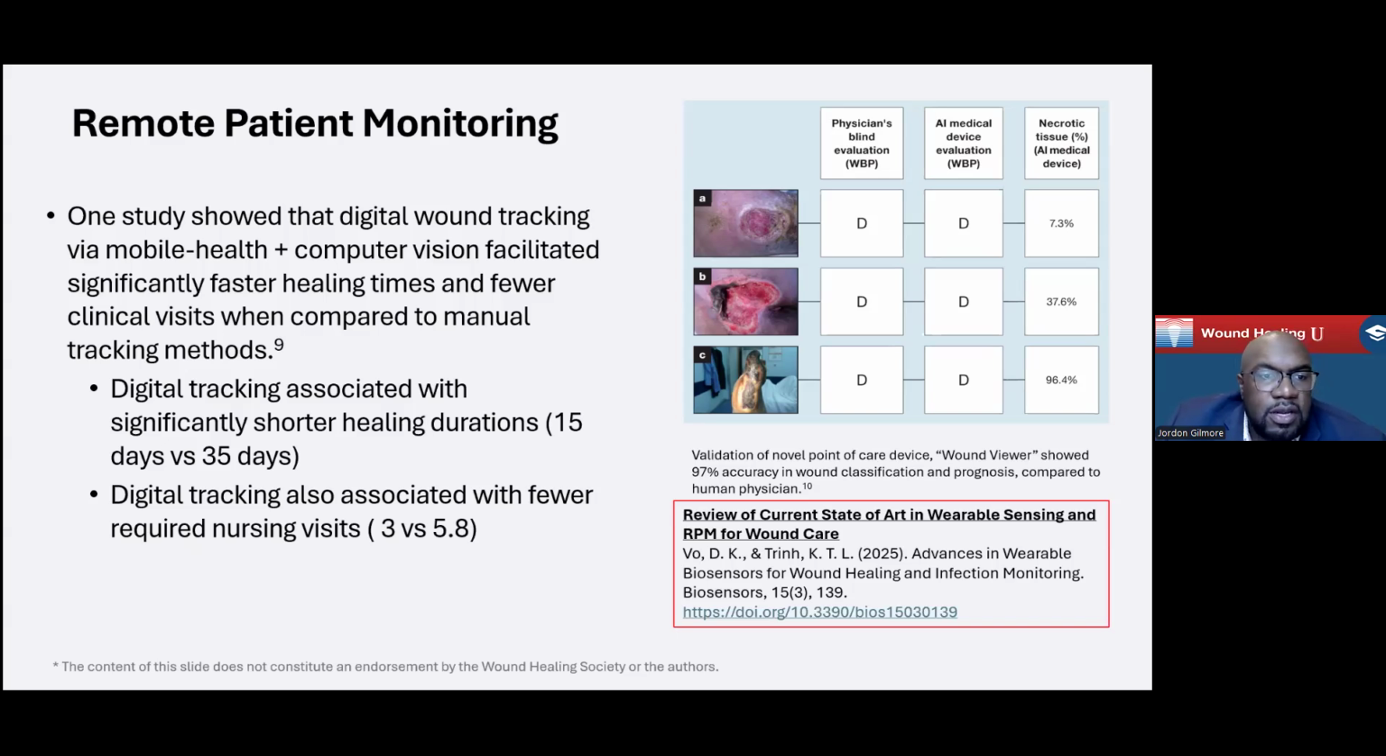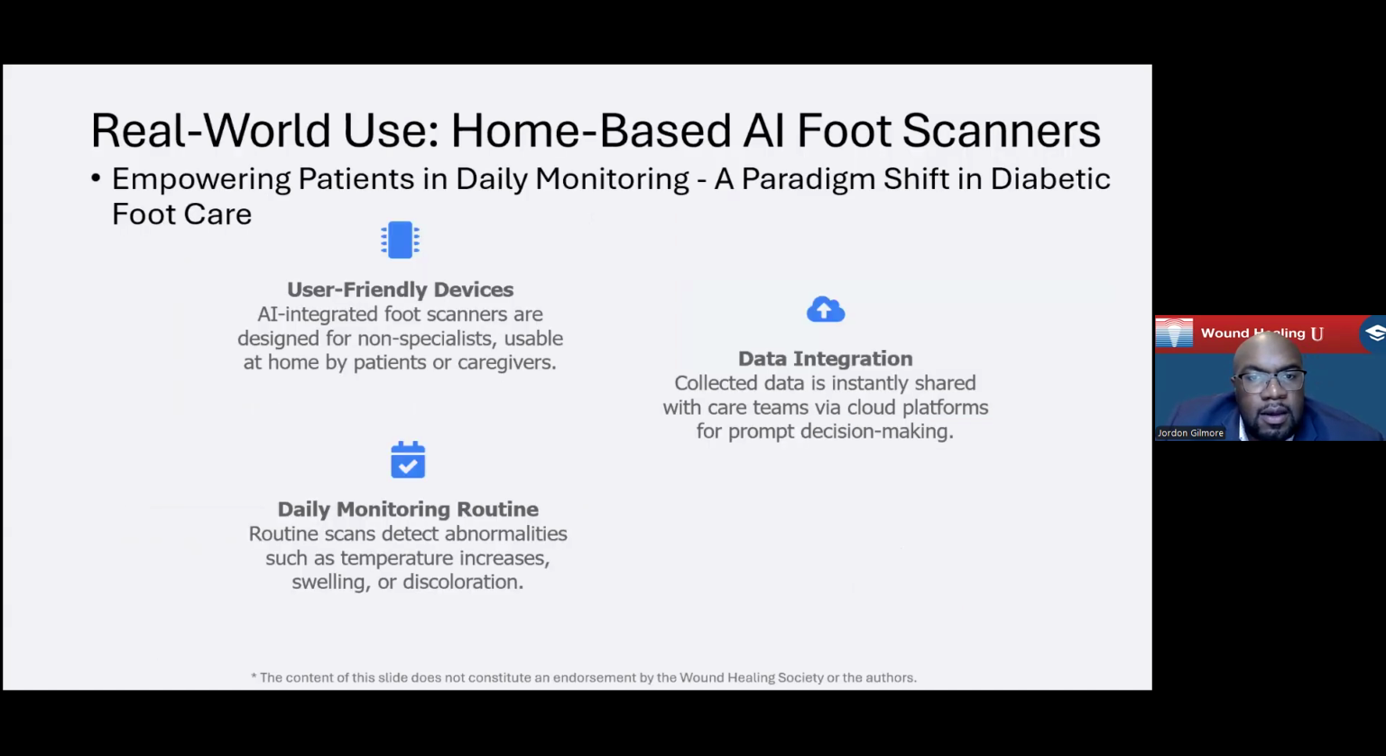In one paper, they showed that digital tracking, so having a patient engage with their mobile phone, taking pictures and sending those pictures to the clinic, was associated with shorter healing duration: 15 days for using digital tracking versus 35 days for not. And digital tracking was also associated with fewer nursing visits. So some real positive outcomes from that paper. Then the next slide. Oh, go ahead, Dr. Vlad.